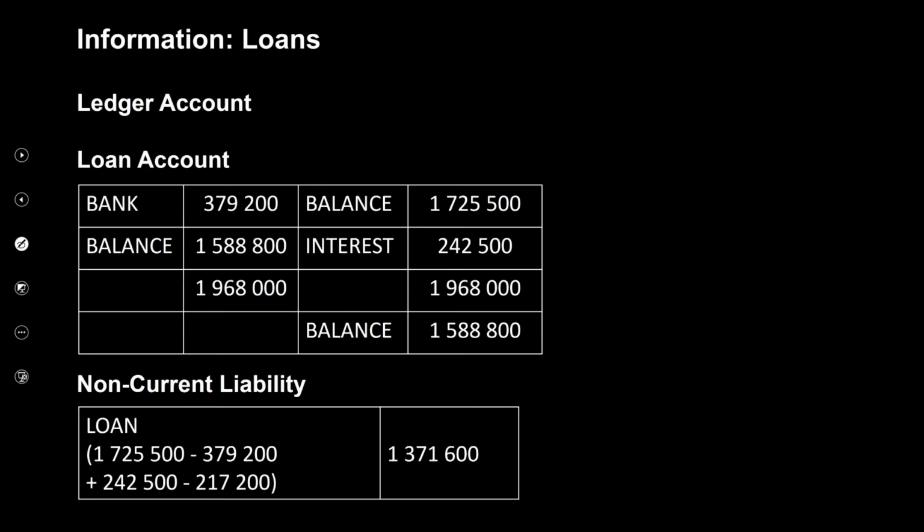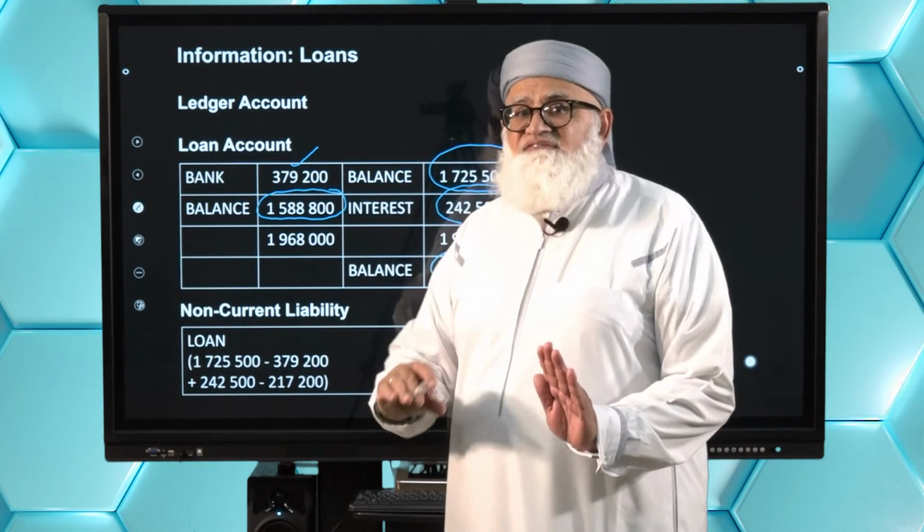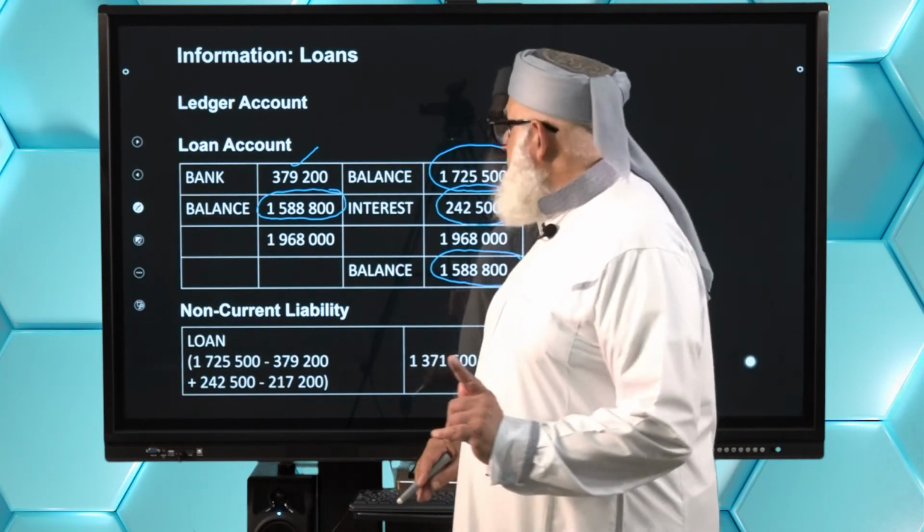Now this is important. Watch. Look at my T account. I've got my opening balance of 1,725,500. I've got my interest that is capitalized, 242,500. I've got my bank repayment. This includes the interest of 379,200, to give me a balance of 1,588,800. So this here is your ledger account. You redraft your ledger account, putting all the relevant information that you have concerning your loan.